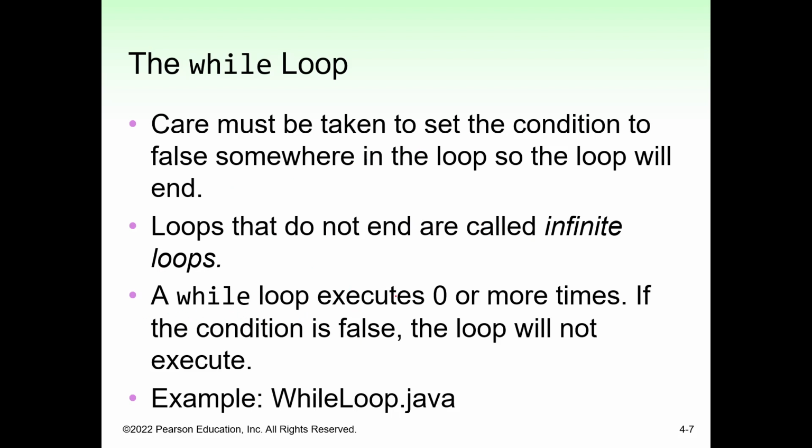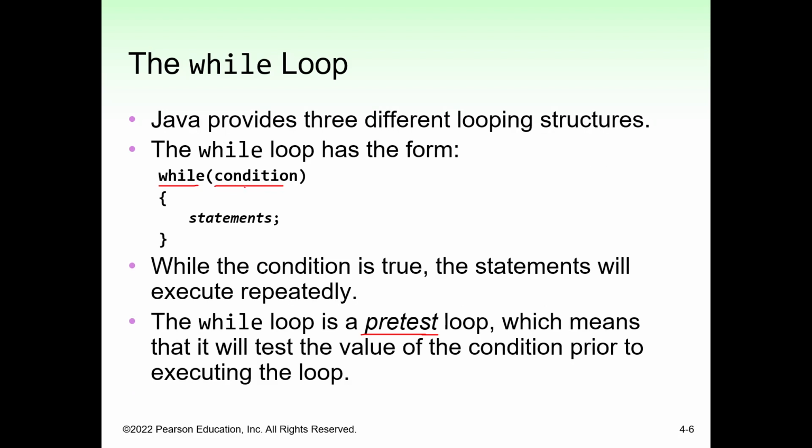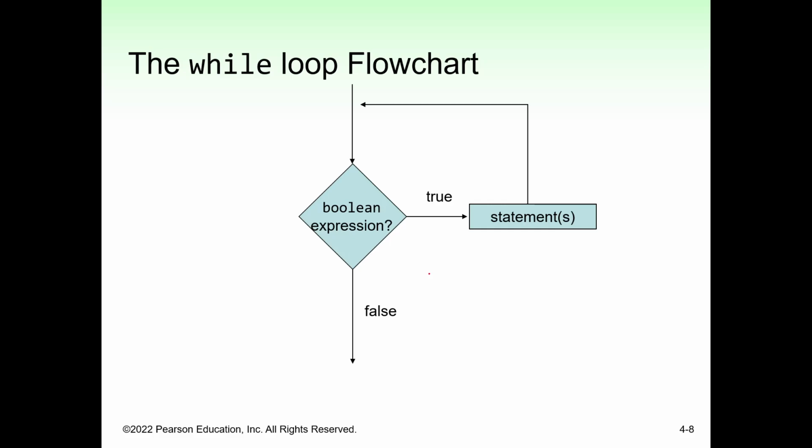And a while loop can execute 0 or more times, so if your condition is false to begin with, your statements will not execute. This is a flowchart for a while loop. So is our expression true? If it is true, then we provide our coding statements and our loop executes something, and then we go back and it just repeats over and over again. However, if our expression is false, we just exit our loop and we're done.